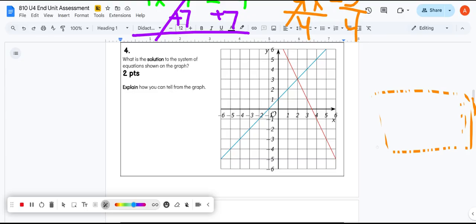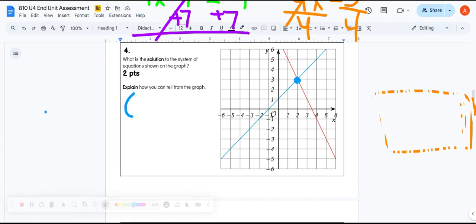Number 4 says, what is the solution to the system of equations shown on the graph? Explain how you can tell from the graph. I know when I have one solution, my 2 lines in my system will intersect at one point. And look right there, they are intersecting at one point. I know my ordered pair is always x, y. Notice my x right here, and my y value is right there.